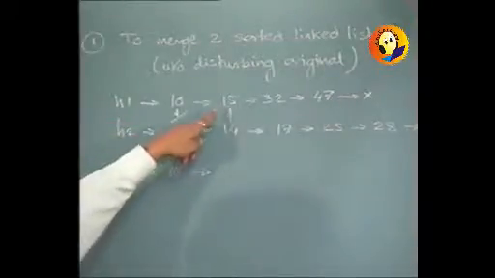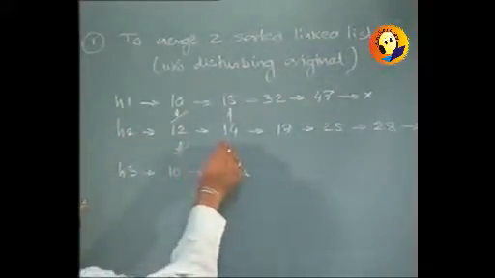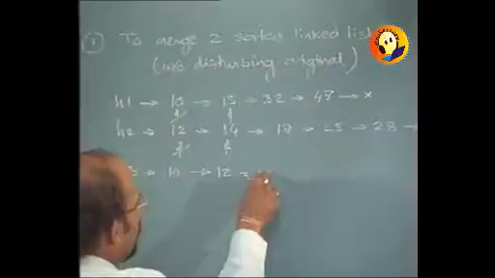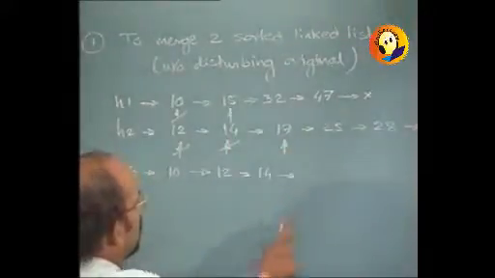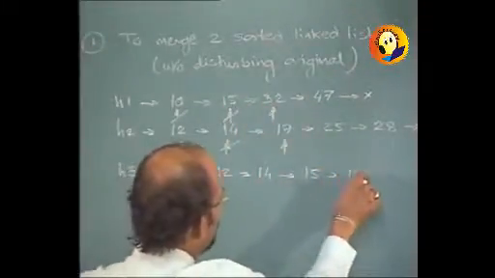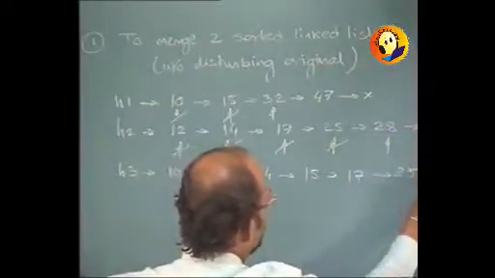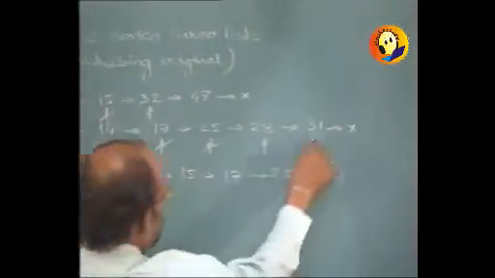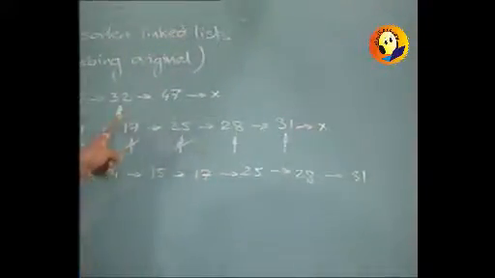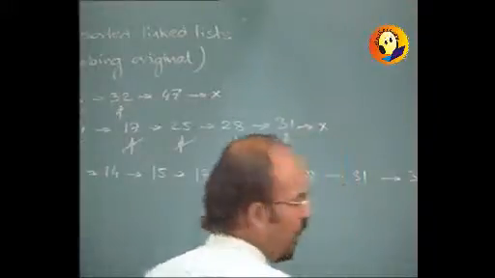Then again you check temp1 arrow data with temp2 arrow data. The one which is smaller should be transferred, and then that pointer is incremented. Then it will be 15 and 14. 14 is smaller, so you take it over here. 15, 17, so 15 will be transferred, and then 17, 32, 25, 32, 28, 32, 31, 32, and the second list will get over. Now all the elements of the first list should be copied, and we get the third list.